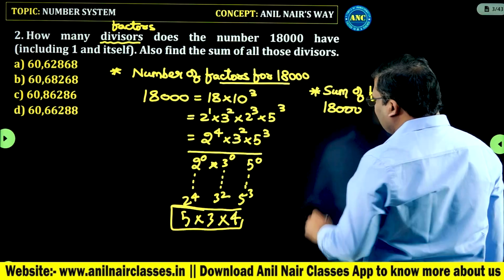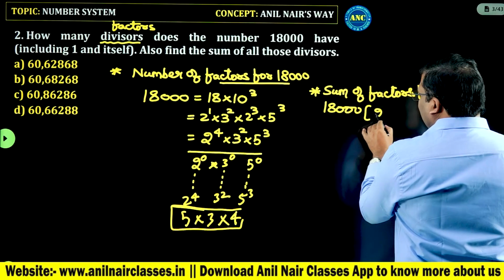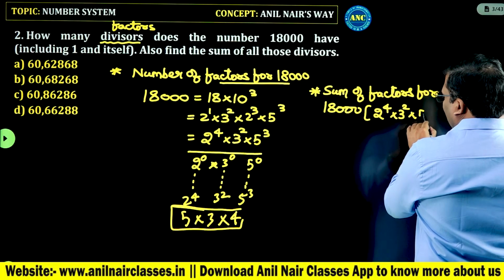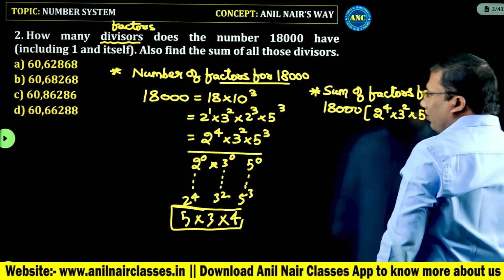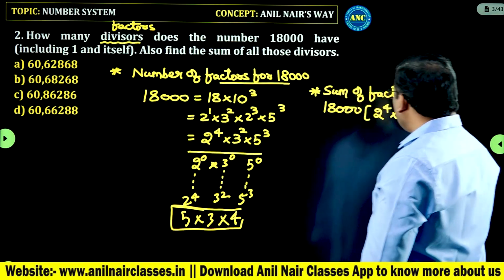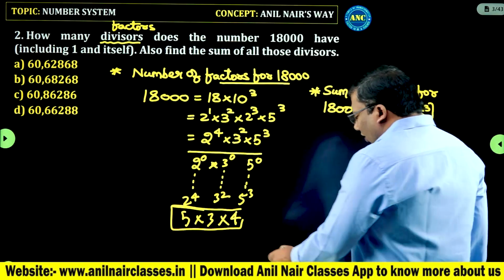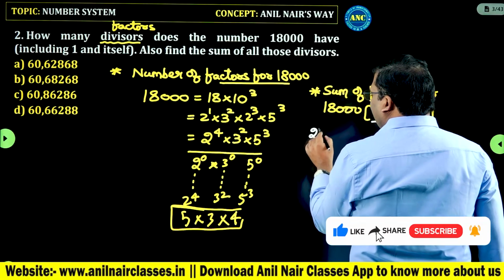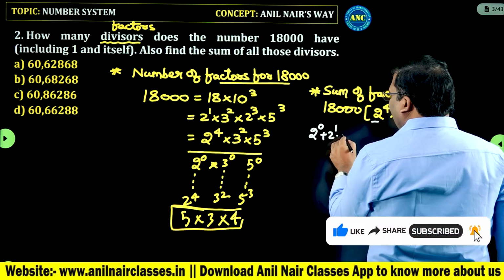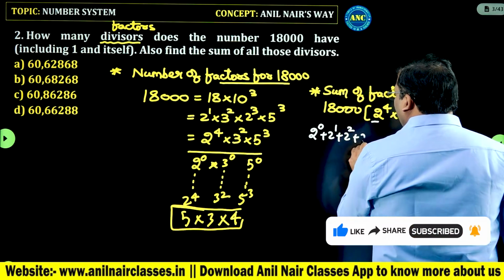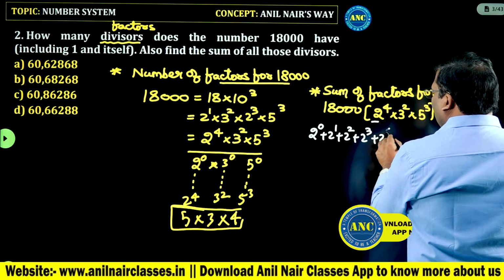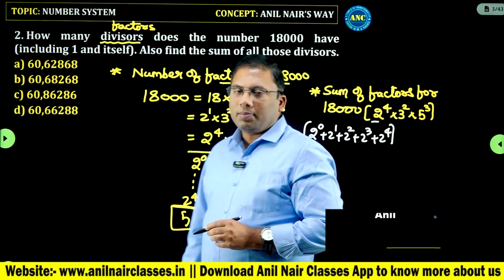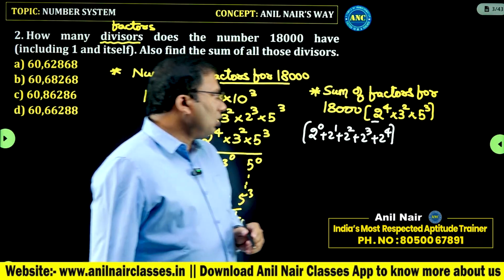How to find out the sum of factors for 18,000? 18,000 is 2 power 4 into 3 square into 5 cube. Now see here, how to find out the sum of factors? Start with all the powers of 2: 2 power 0 plus 2 power 1 plus 2 square plus 2 cube plus 2 power 4.